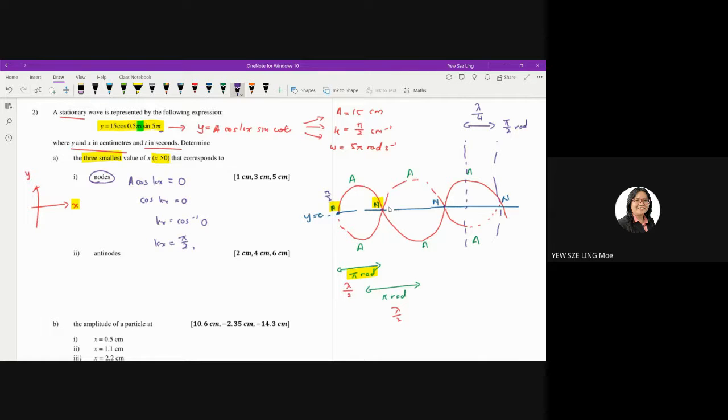And now we know the distance between the first and the second node is pi radian. So you just add pi. So the second node is located at pi over 2 plus pi.